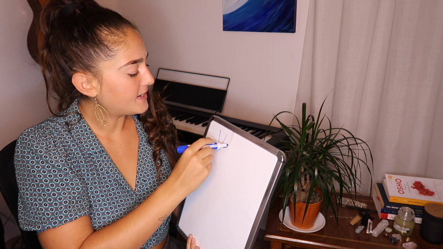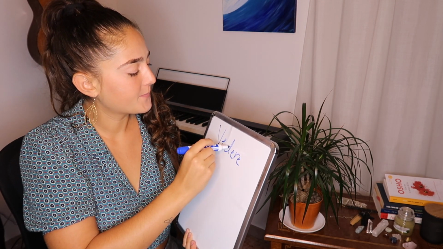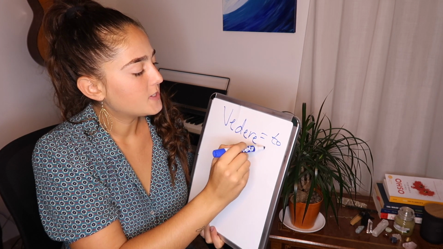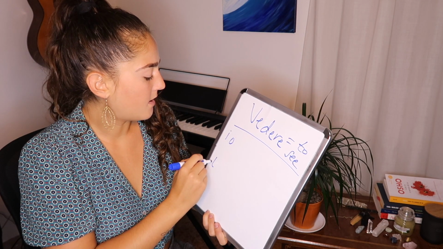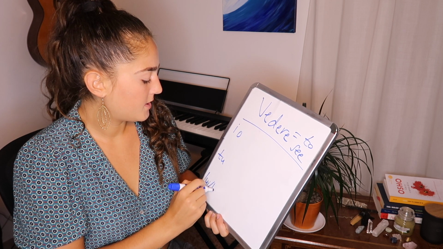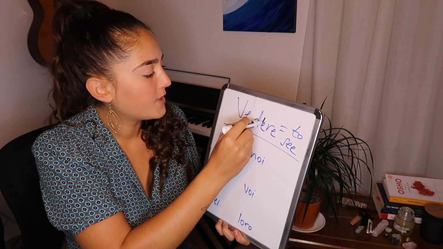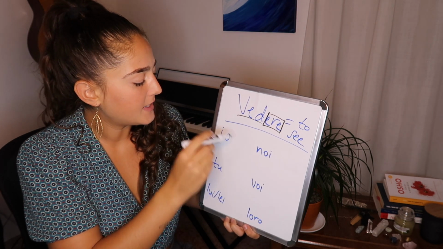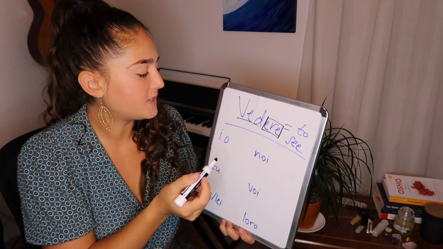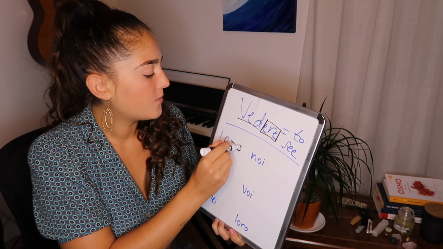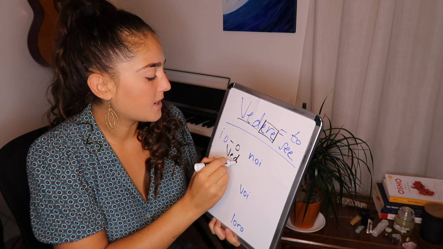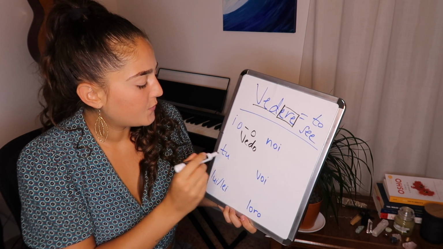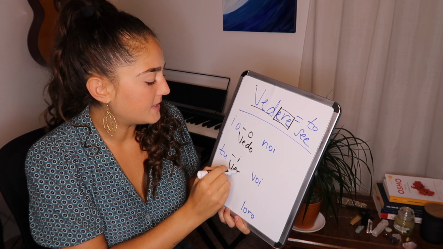For our ERE verb, we're going to do the verb vedere, which means to see. So we can map out our verb chart here. For ERE verbs, you take off the ERE and keep your root, and then you'll add the endings onto the root. So our root is VED. For io, we add an O, and it becomes vedo. For tu, we add an I, it becomes vedi.